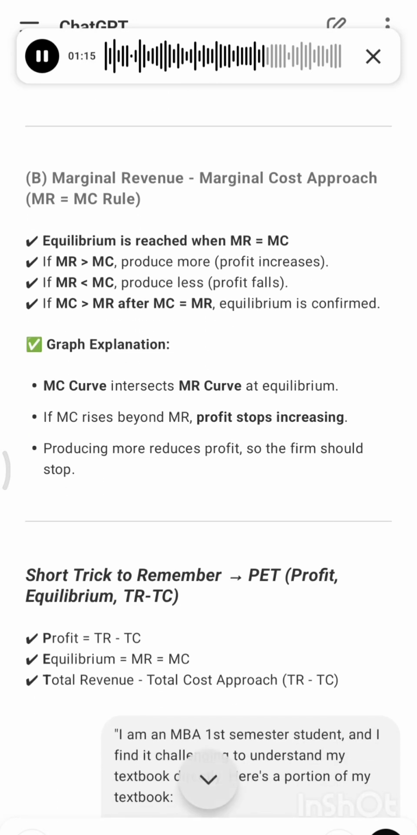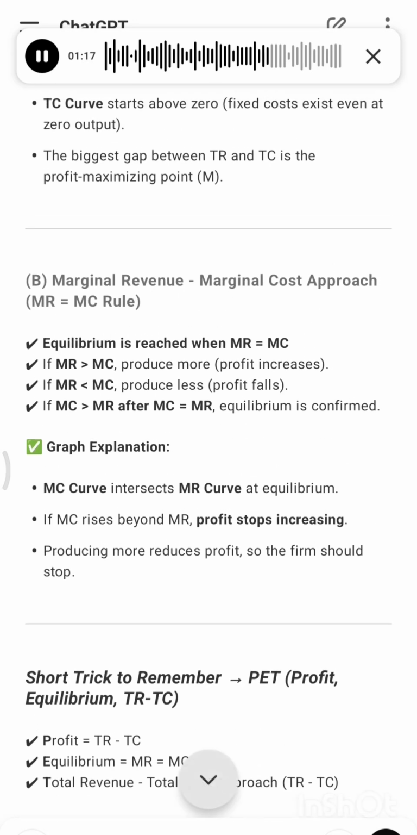B. Marginal revenue, marginal cost approach, MR-MC rule. Equilibrium is reached when MR equals MC. If MR > MC, produce more, profit increases. If MR < MC, produce less, profit falls. If MC > MR after MC equals MR, equilibrium is confirmed.